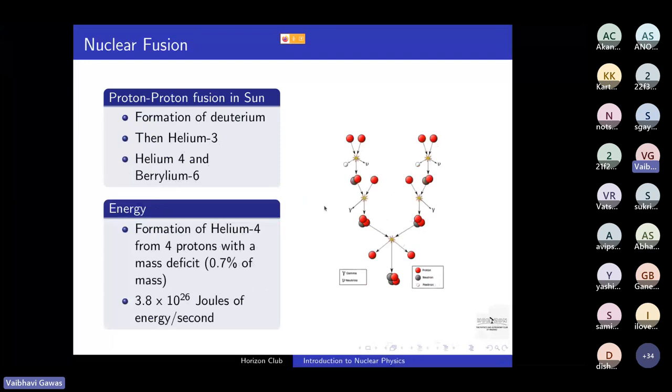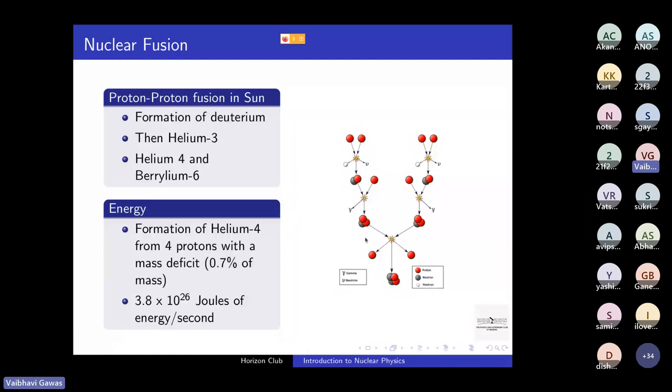Okay. So we'll go on to discussing nuclear fusion. The easiest way to discuss it is by considering the nuclear fusion in the sun. Nuclear fusion in the sun starts with proton-proton fusion. You have your two protons that, at a certain energy level, fuse to form a deuteron, which again interacts with a proton to form a helium-3 atom.